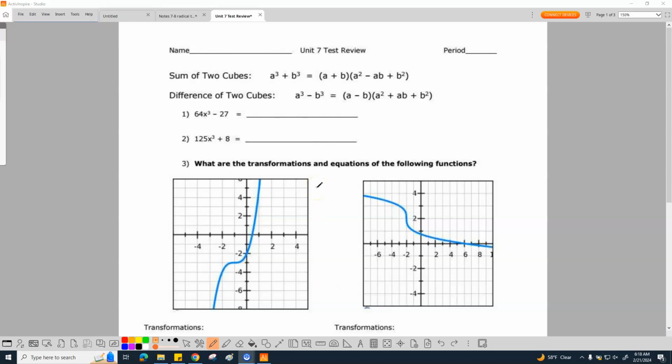All right, Algebra 2, this is Unit 7 test review. Some of this stuff looks like we did it a while ago. We did. It is just a very long unit. So let's go ahead and talk about these things up here. I'm going to go ahead and work these examples.